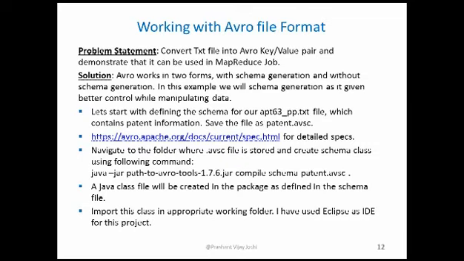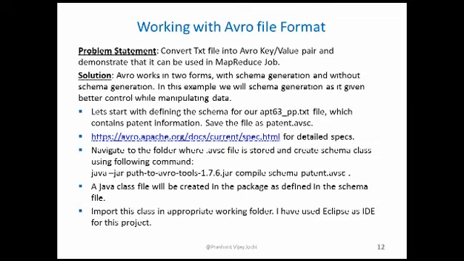Avro works in two forms. First, schema generation, and the other one without schema generation. In this example, we will use schema generation to manipulate our data. We'll use the patent file. And the first step to convert this text file into Avro file is to define a schema. The specs for the schema is defined in the URL provided.